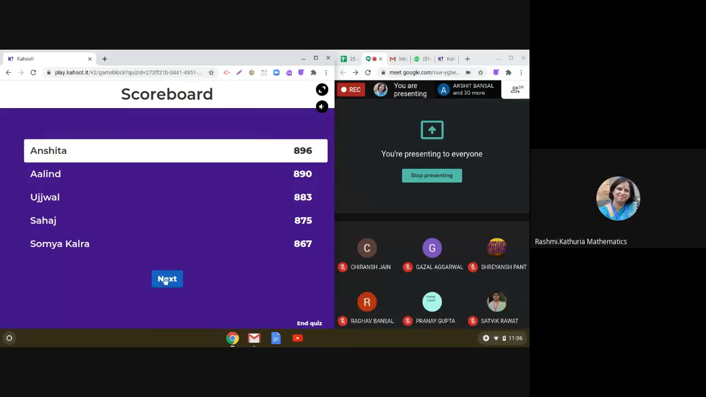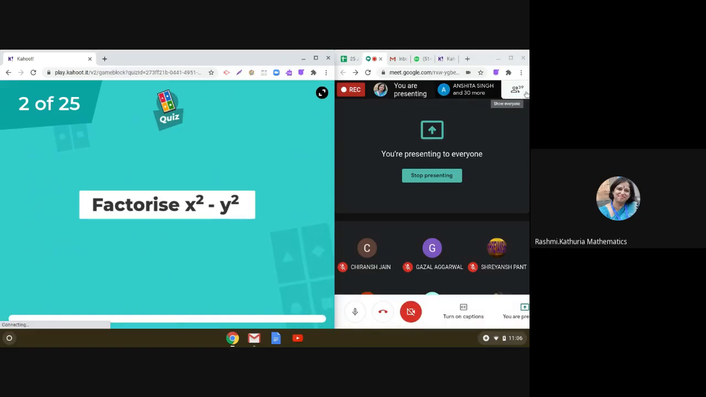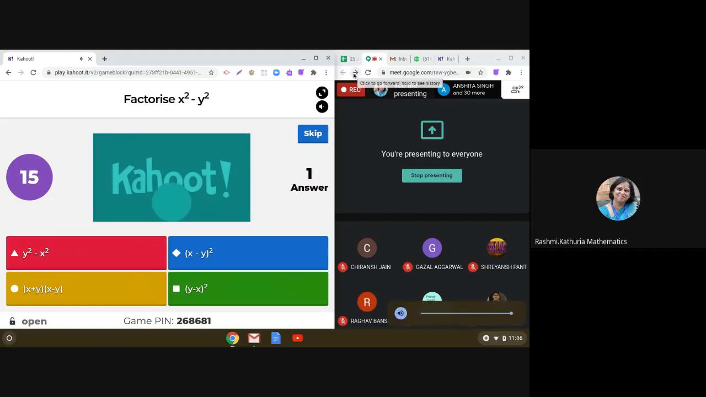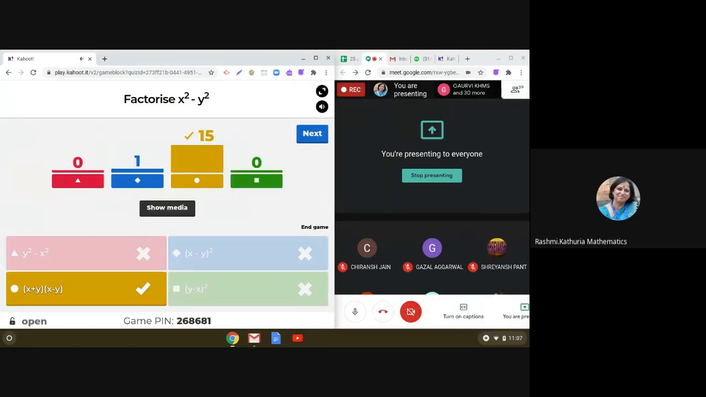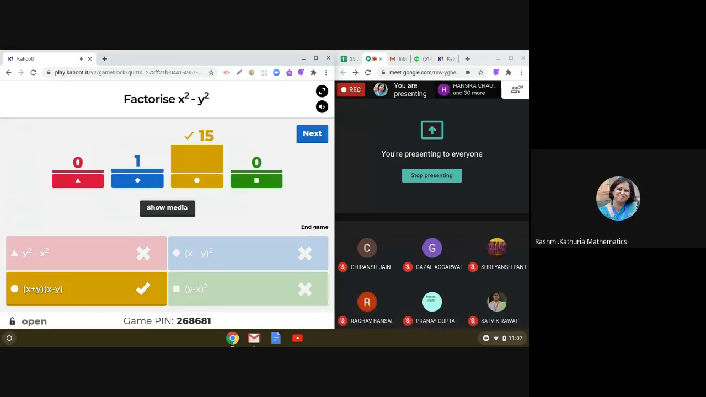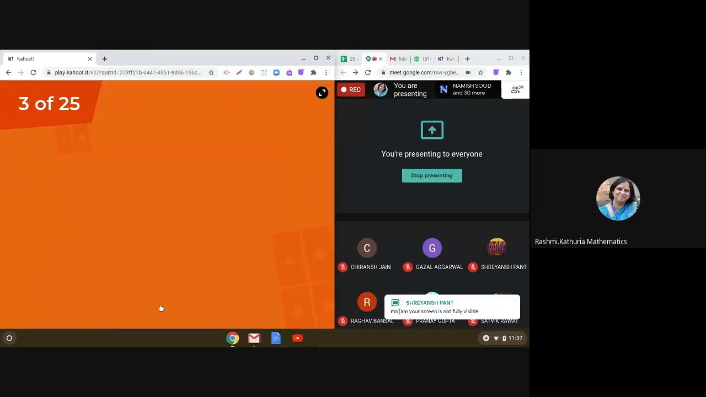Okay, I'm going to the next question now. Be ready. Factorize x square minus y square. Okay, so here in this question, the correct answer is x plus y into x minus y. You know this identity. X square minus y square is x plus y into x minus y. Let me go to the next one and see the leaderboard. Alind is having 1889 points. Good job. Next question.